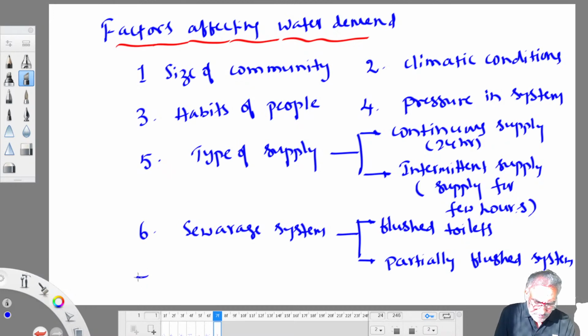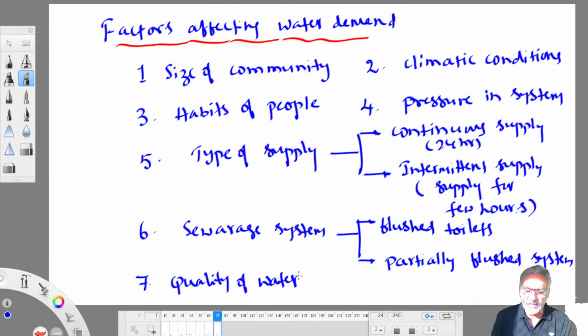Then the seventh one is quality of water. If we supply high quality water, people misuse that water and use it for every purpose. So only reasonable quality needs to be supplied. So quality of water also influences demand. Then the eighth is cost of water. If you supply water at a high price, then obviously they are very cautious about using water. If you supply it at a low price, as if throwing it away, they use and misuse water left and right.